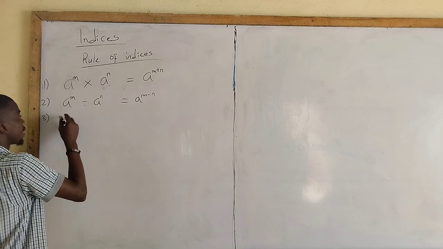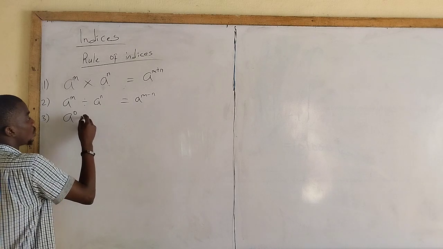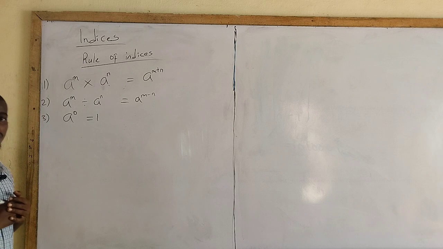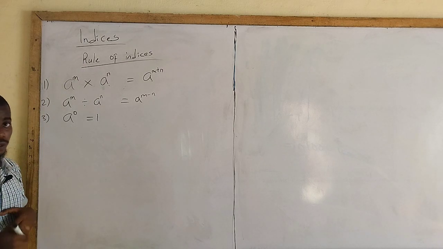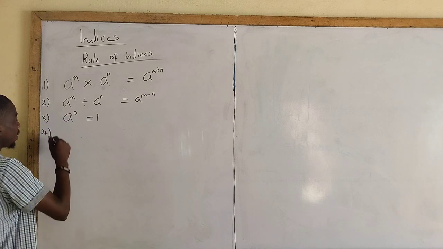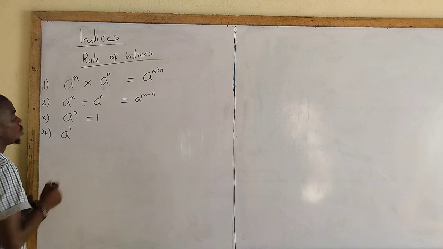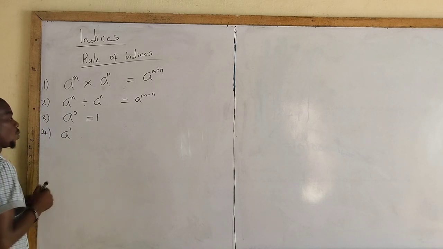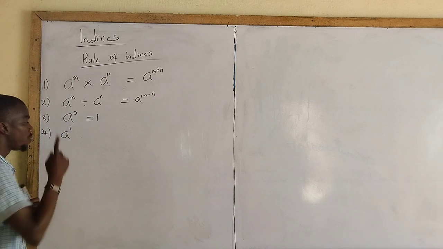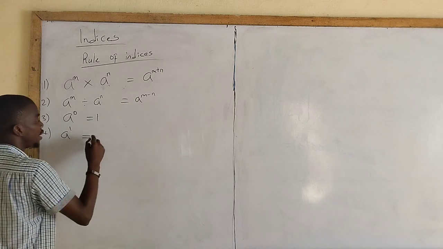If we have a number, say a, raised to the power of 0, it is equal to 1. Whether it is 3 raised to the power of 0, 4 raised to the power of 0, or 5 raised to the power of 0, it is equal to 1. And the other rule says that if you have a number raised to the power of 1, you will still have the number. If I have 3 raised to the power of 1, it is 3; 2 raised to the power of 1 is 2; 4 raised to the power of 1 is 4. So a raised to the power of 1 is a.